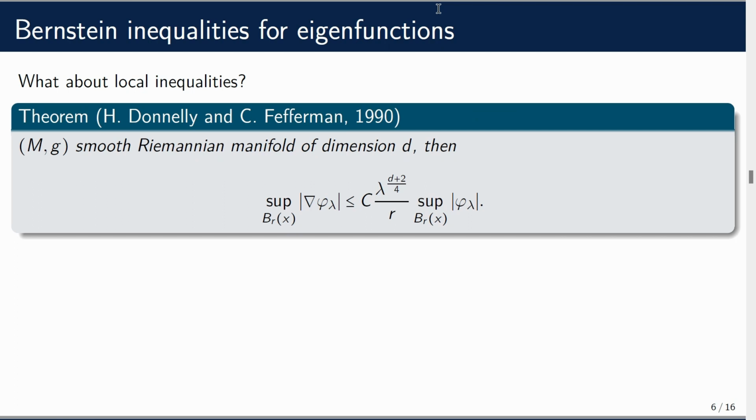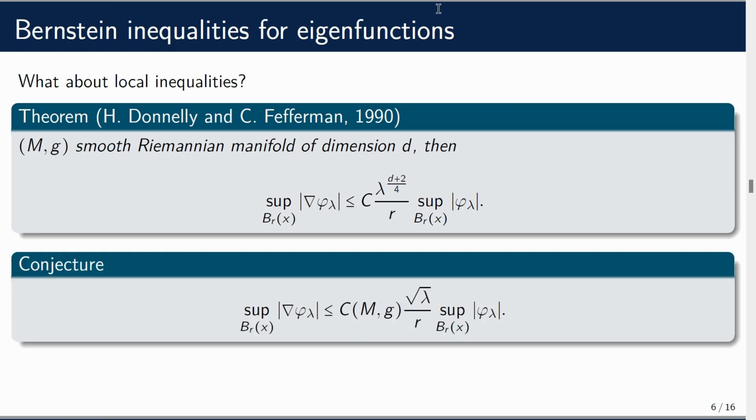The 1 over r is a natural scaling. You just rescale your eigenfunction, and you see that this needs to be there. The dimensional power is just what they get. They prove an L2 estimate first, and then they do a relatively cheap thing to go from L2 to L infinity, and then they pick up this dimensional power.